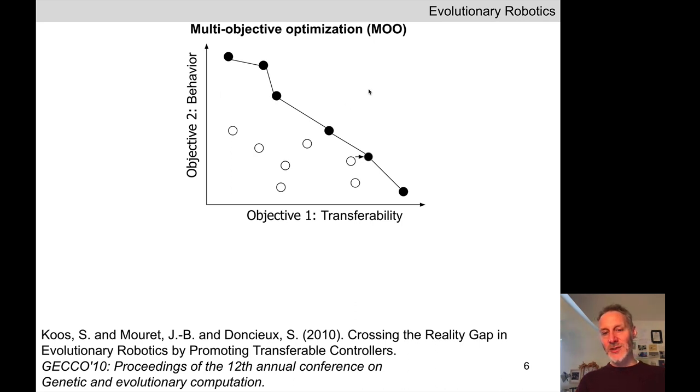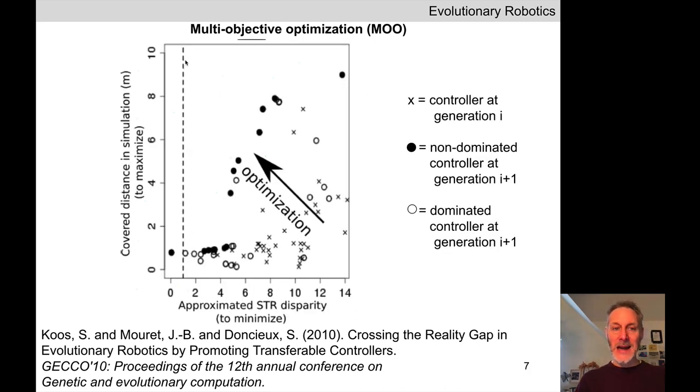So in this case here, we're trying to maximize transferability and maximize displacement, so we're trying to push up and to the right. Here we're trying to maximize displacement and minimize the sim to real gap, so now optimization is trying to push up and to the left. Everybody see that? Again, I haven't really told you exactly how they compute this disparity yet, but for our purposes, just imagine they send it from simulation to reality.